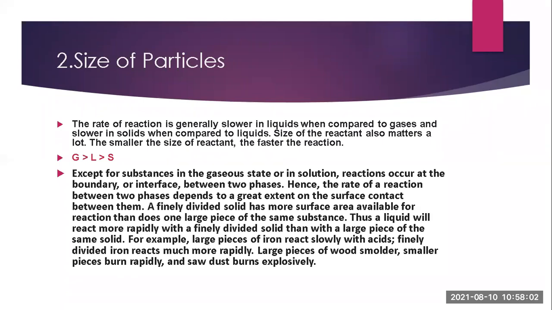Then let us take another example: large pieces of iron react slowly with acids, while finely divided iron will react more vigorously with the acid. Large pieces of wood smolder, smaller pieces burn rapidly. When you add large pieces of wood in the fire, it will take time, but when you add small pieces of wood, it will burn rapidly, and sawdust burns explosively.